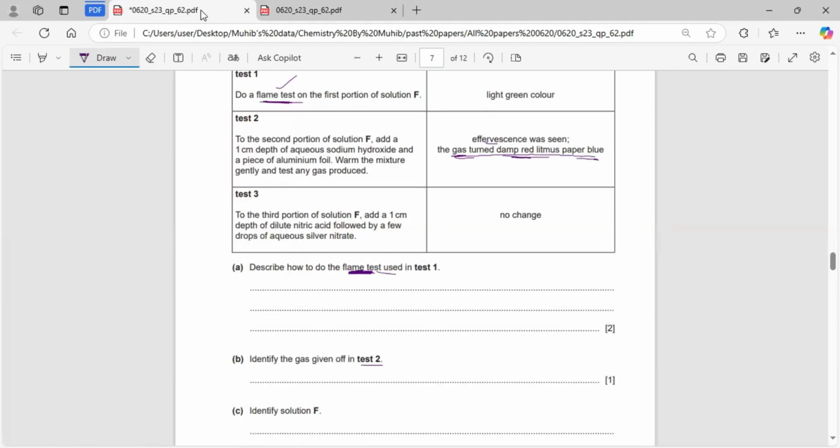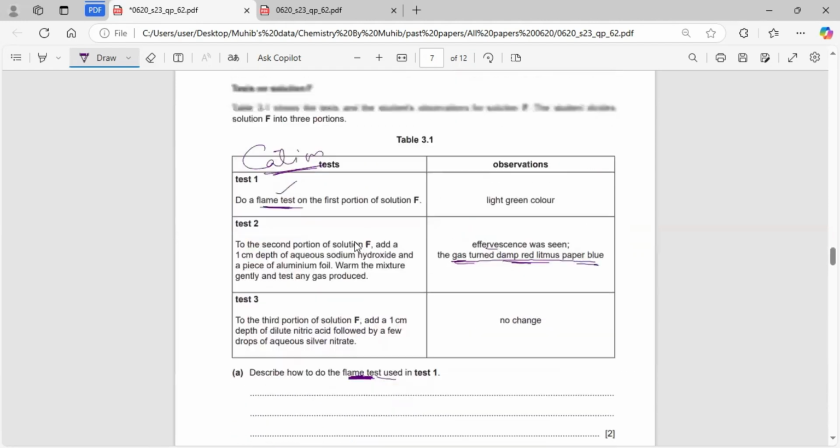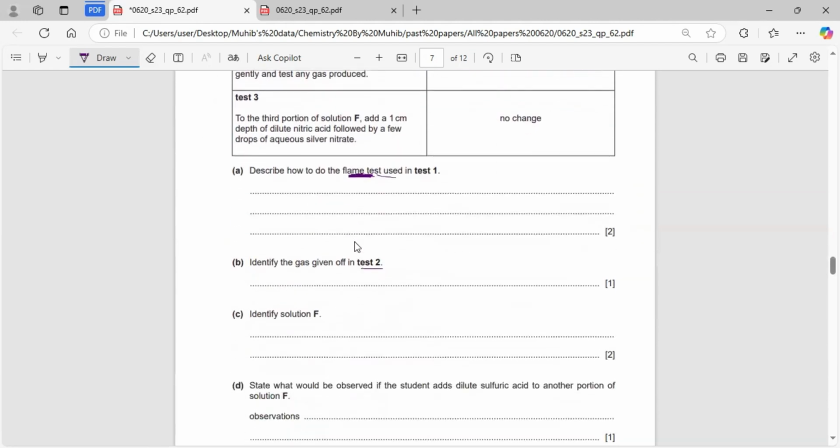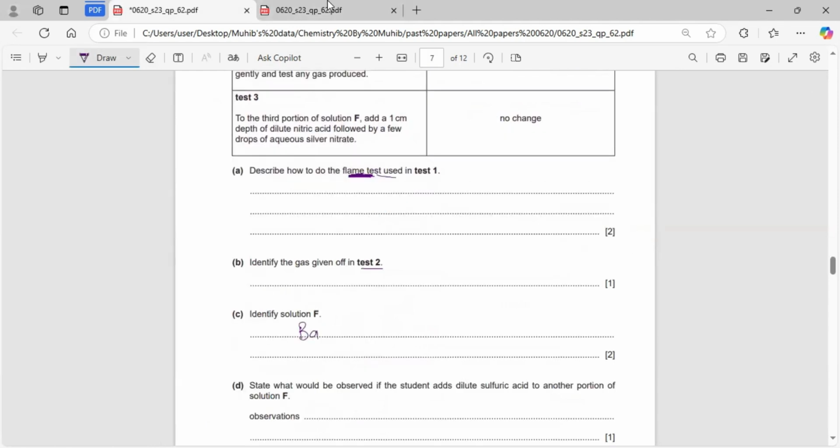Similarly, identify solution F. How will we identify? Now look at here, clearly. This is the point I want you to focus on. First of all, we have noted the metallic cation. What was the metallic cation? I guess it was light green barium. Barium is the cation. We are good.